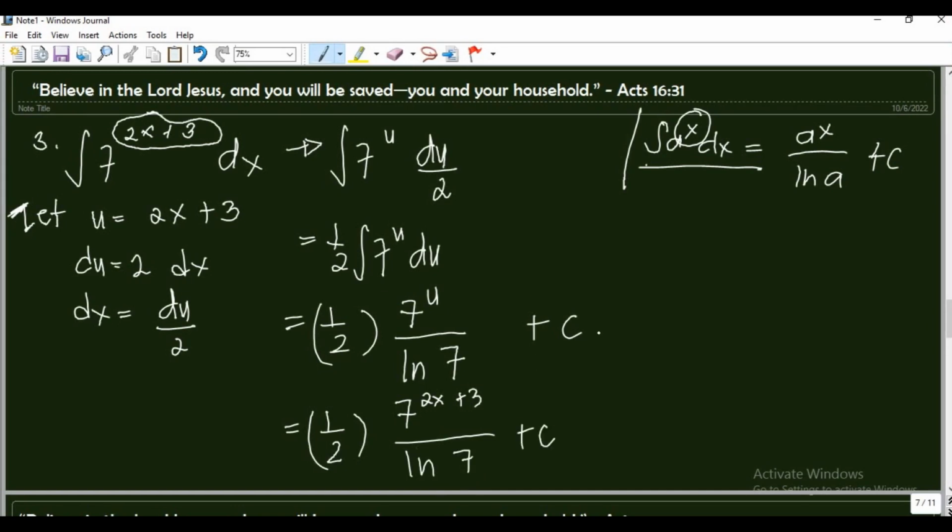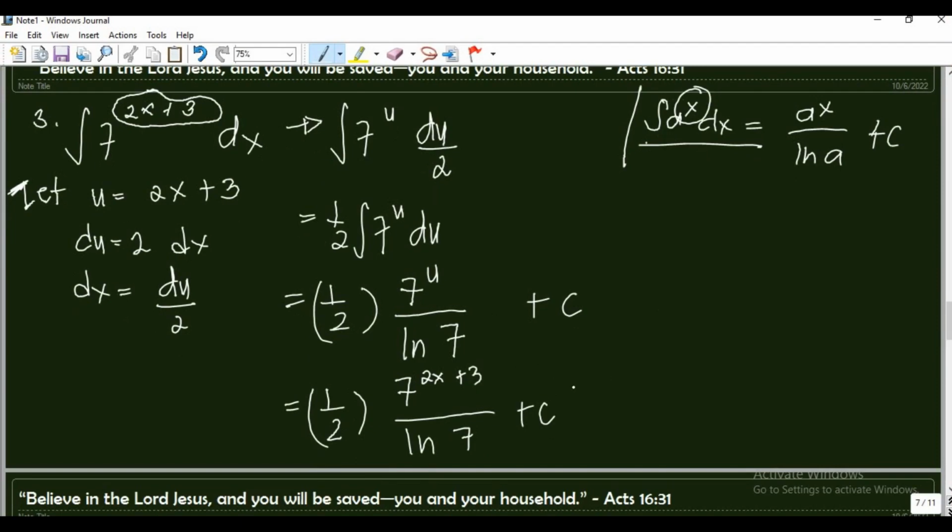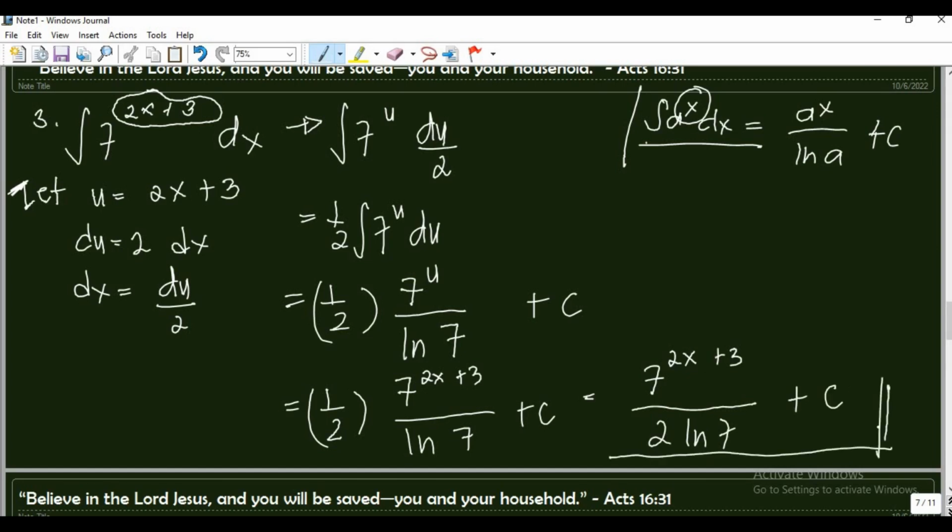Ayusin ko lang yung aking final answer. Ang aking final answer ngayon ay magiging 1 times 7 raised to 2x plus 3 is simply equal to 7 raised to 2x plus 3, divide it by 2 ln of 7 plus c. Ito na ngayon yung aking sagot for this example. Gets?